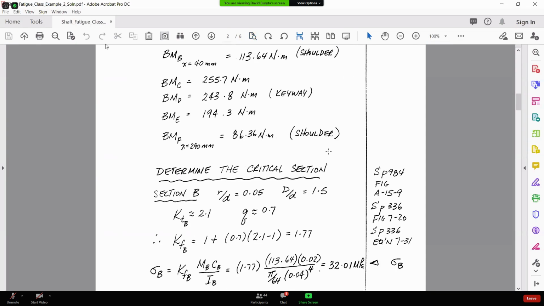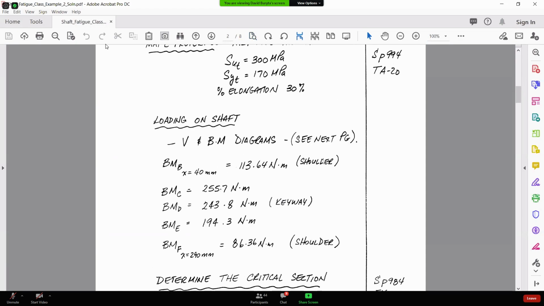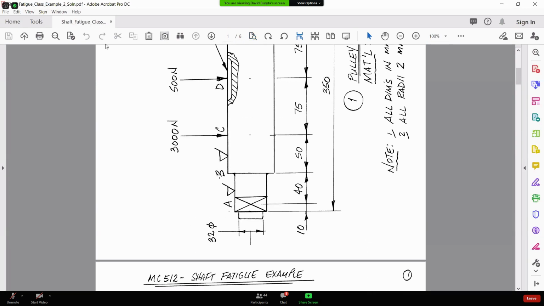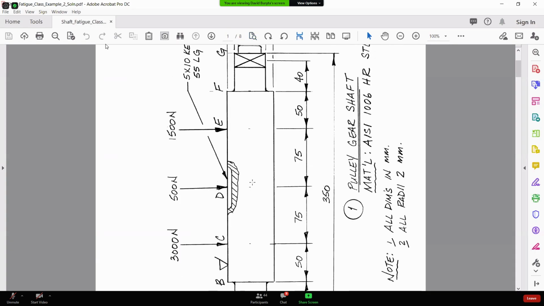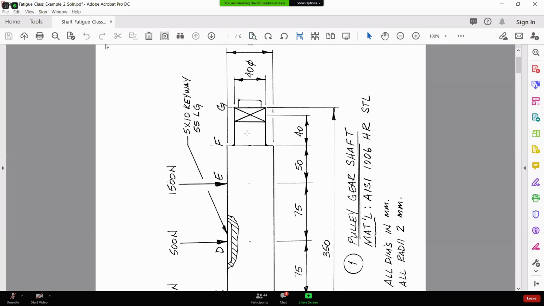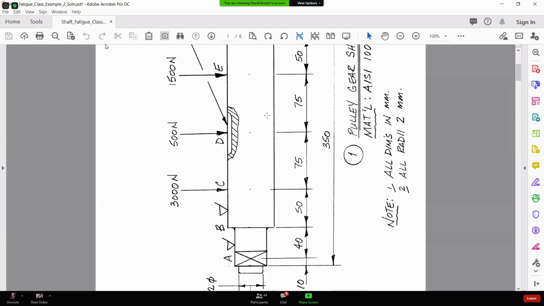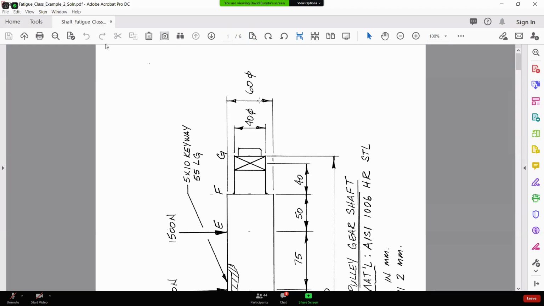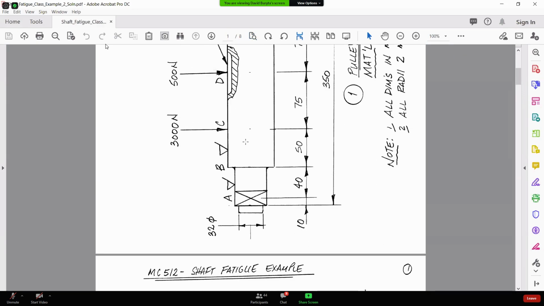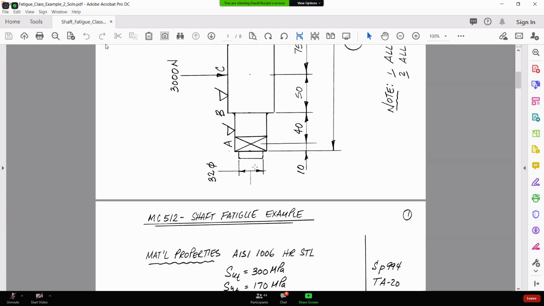So let's look at section B. Section B is this shoulder right here. Now notice what's happening here. This dimension is 40, so this end here is the same, if you want to make a note on it if you've printed this out. So we're going from 40 millimeters, and we're stepping up to 60 millimeters, and we have a 2 millimeter fillet in here.